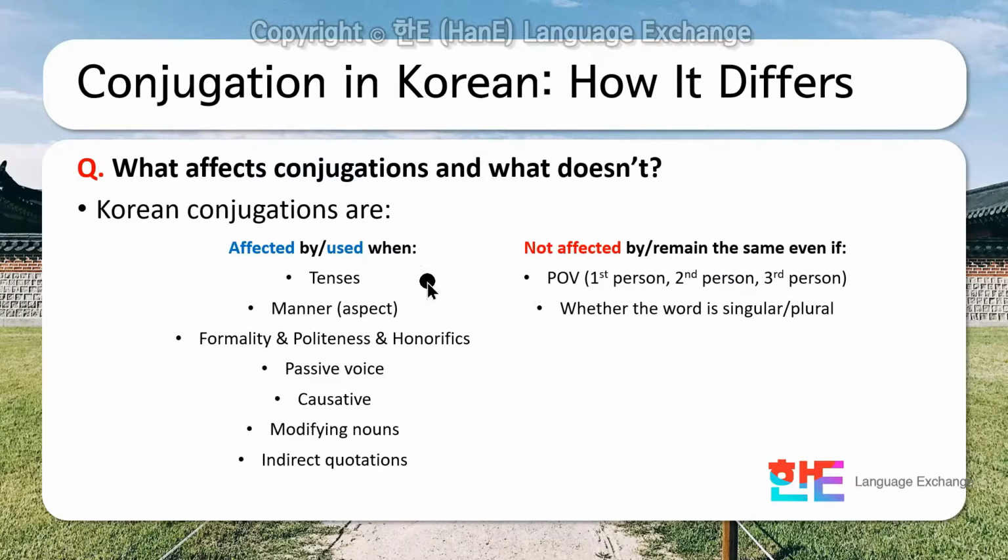We even have the manner, like we've talked about, the subtle nuance differences, as well as formality differences, politeness levels, honorifics, passive voice, causation, modifying nouns, and indirect quotations. Today, we're not going to go through all of these for the sake of time. We're only going to go through, I think, we're doing formality and tenses today.